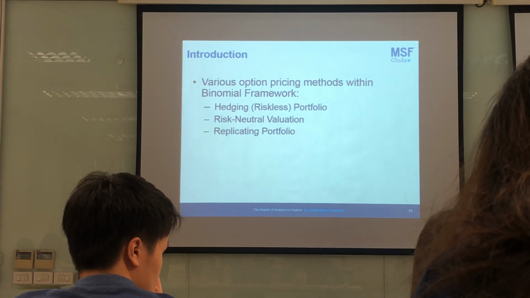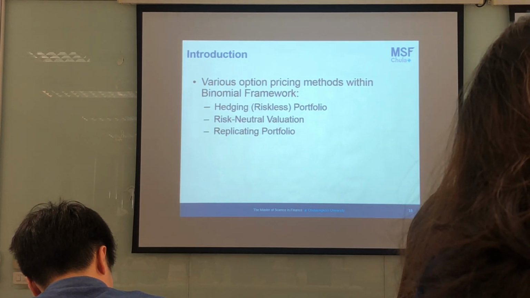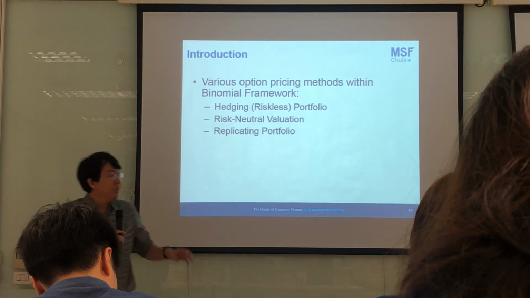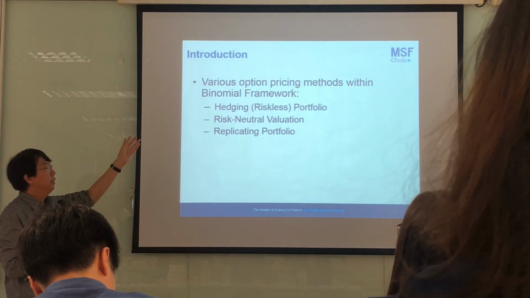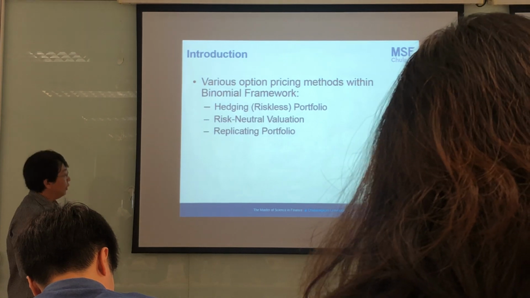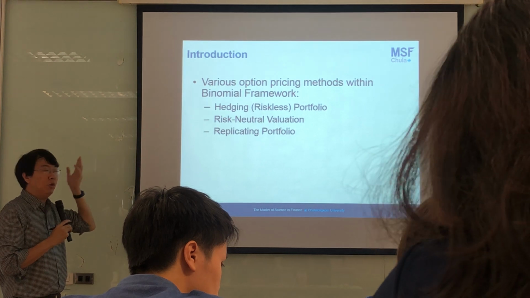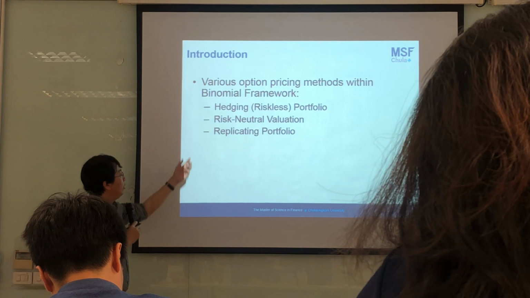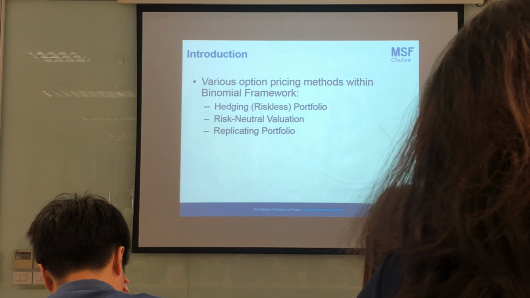In order to use the binomial option pricing model, there are still some sub-models. There are three that we will talk about. The first and the second are very close. The idea may be a bit different, but quite close. The first one is called the hedging or riskless portfolio approach. The second one is called risk neutral valuation, and the third one is called replicating portfolio. Let's start from the first one.